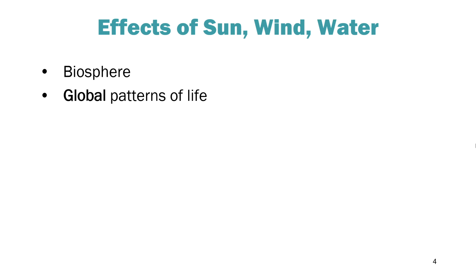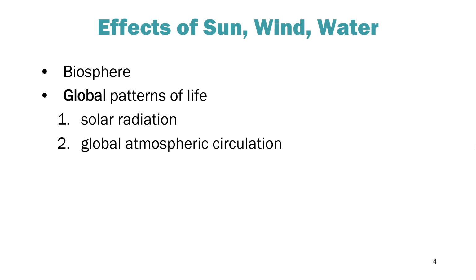And climate is determined by, first, the sun, the amount of solar radiation that reaches different areas. And then second, we're going to talk about wind, global atmospheric circulation. And so these patterns of atmospheric circulation also affect oceanic circulation. And we'll talk about that. So let's focus first on solar radiation.